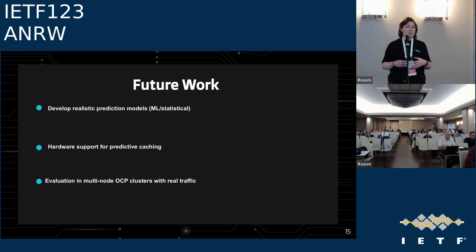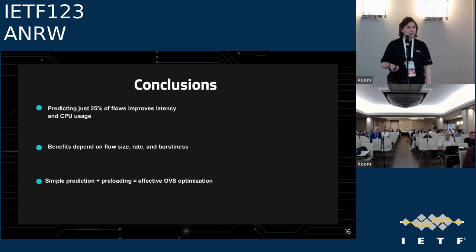And OVS has also implemented a few things since this work was developed, with spreading the cache across several nodes. So the nodes do the requests locally. They try to find out locally if the flow exists instead of going all the time back to the control plane nodes. And yeah, these are the conclusions.